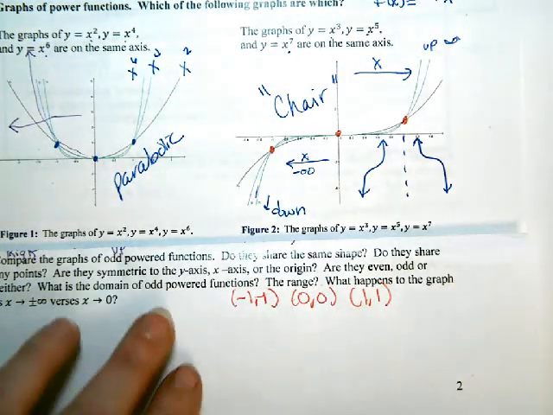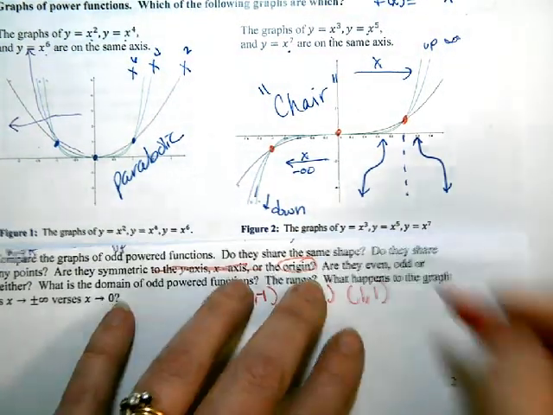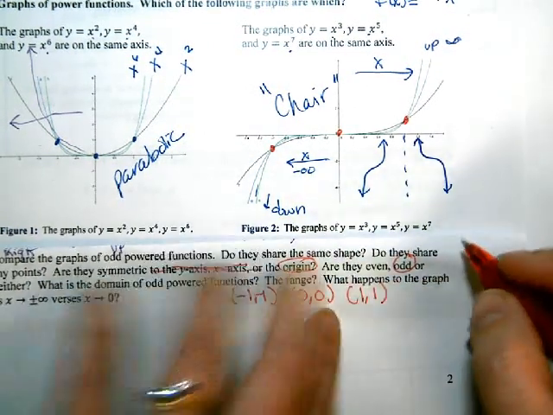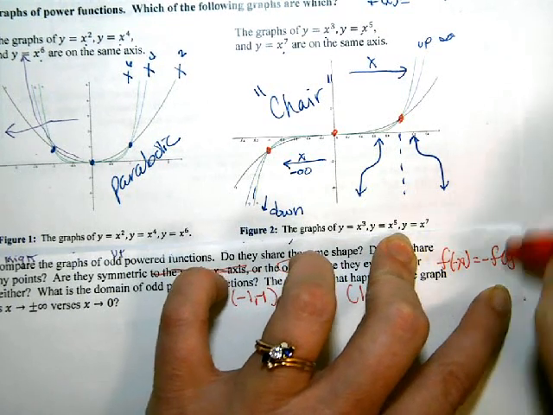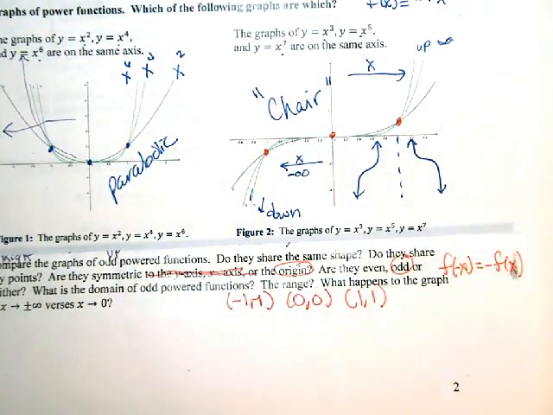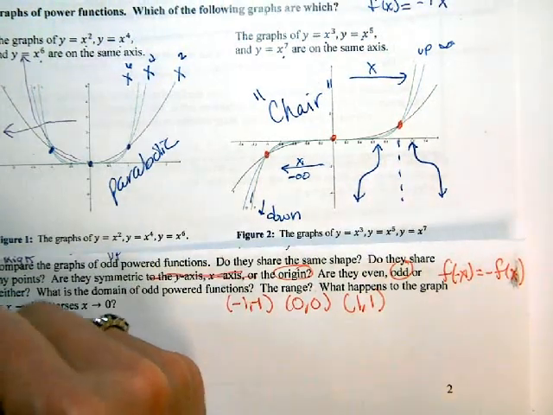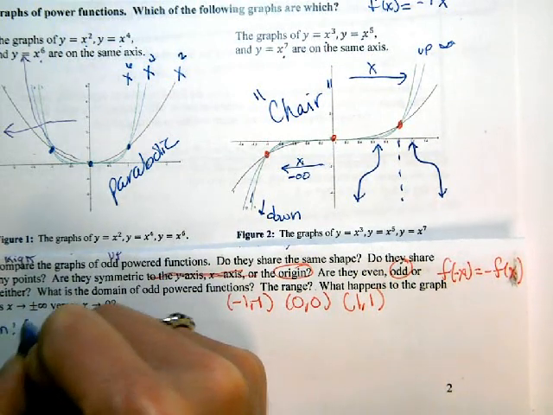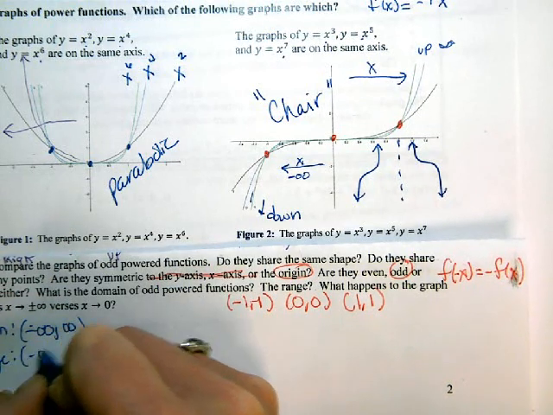Are these functions symmetric? Well, yeah, they're symmetric to the origin, not the y-axis or the x-axis. They are odd functions, reminding you that the definition of odd was you put a negative x in and you get a negative y out. So don't forget that we have this from the beginning of the class. And then it says, what is the domain? Well, I love odd-powered functions for this because the domain is all reals and so is the range. So everything works in them.